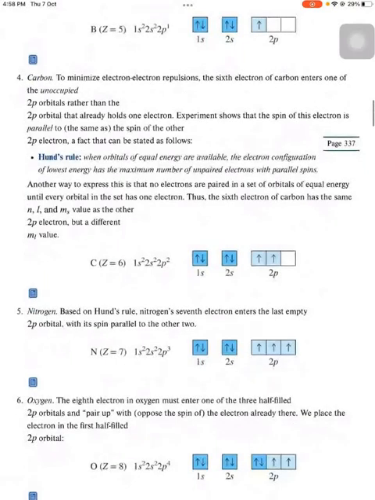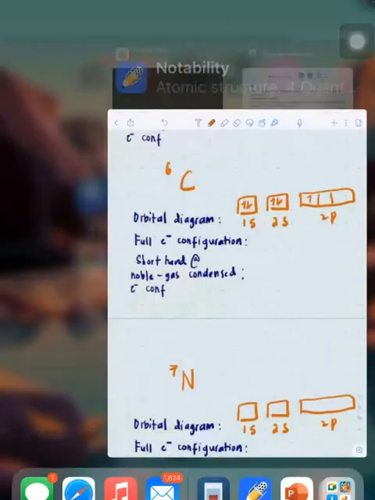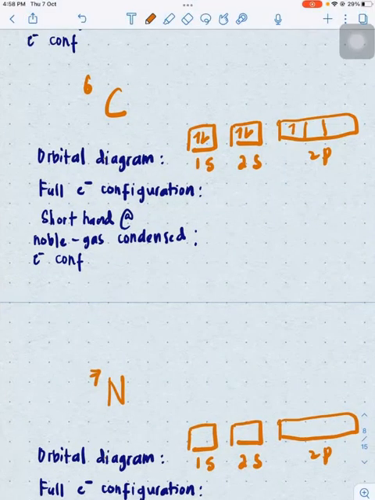Ini. When orbital of equal energy are available. Kita dah jumpa dah. Kita ada 3 orbital yang berada pada paras tenaga yang sama kan. So dia kata the electron configuration of lowest energy. Maksud dia kat sini adalah electron configuration yang paling stable yang kita boleh dapat akan ada the maximum number of unpaired electron with parallel spin. So maksudnya kalau untuk elektron yang ke-6 untuk karbon ni, lebih baik dia masuk ke mana? Kotak baru. Tengah-tengah. Dia kena masuk mana-mana bilik kosong.